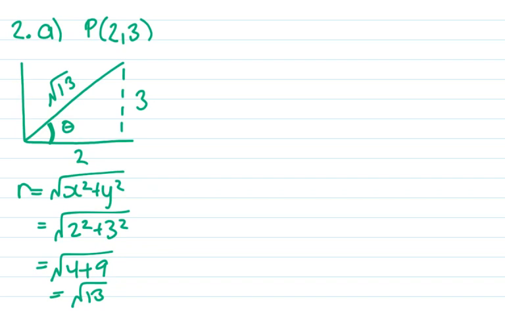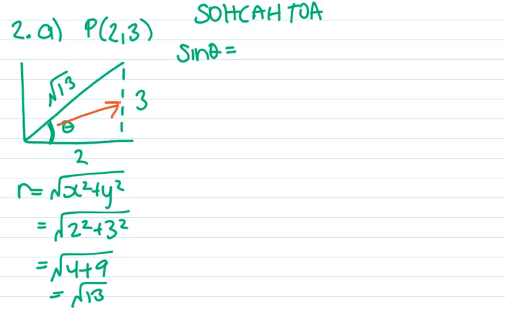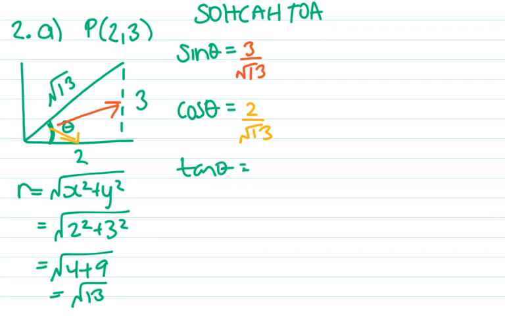Now, to find this angle, first I need to say what the three primary trig ratios are. So sine theta, SOHCAHTOA, sine equals opposite over hypotenuse. So the opposite side of theta is 3, and the hypotenuse is root 13. Cos theta is adjacent over hypotenuse, and tan theta is opposite over adjacent. So that would be 3 over 2.